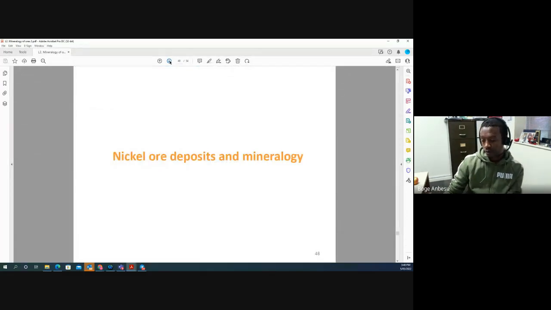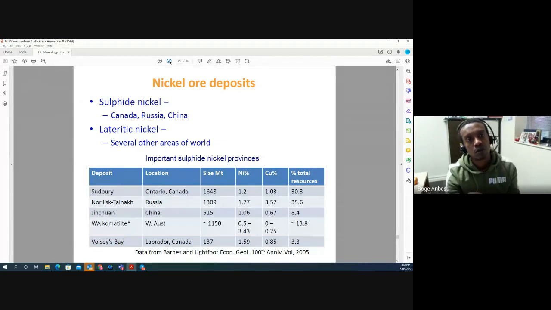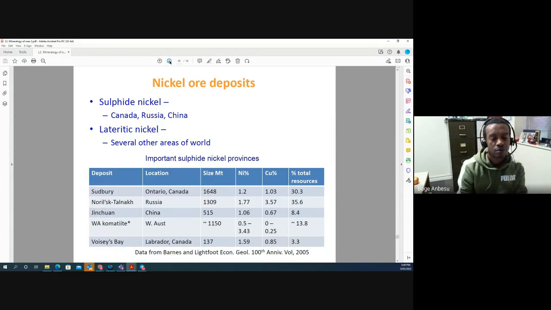Okay, so again, very briefly going through nickel deposits. I'm not sure if we have many in Ethiopia for nickel deposits, but typically nickel deposits are classified into two. So either you have nickel sulfide or nickel laterites. Okay, so they're all abundant in many places in the world.